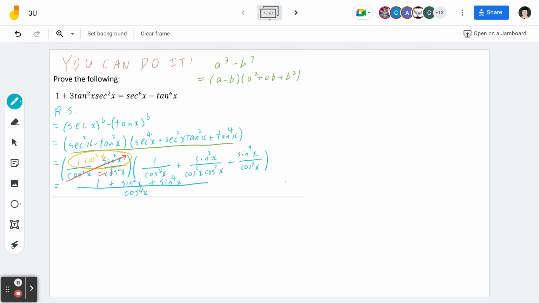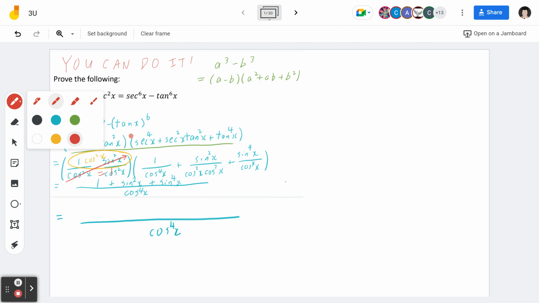Well, what you have to do is look at this and break it apart. So I am going to copy the denominator, which is cosine x to the power of 4. If you look at the numerator, again, think about 1. Isn't it the same thing as saying sine x squared plus cosine x squared?